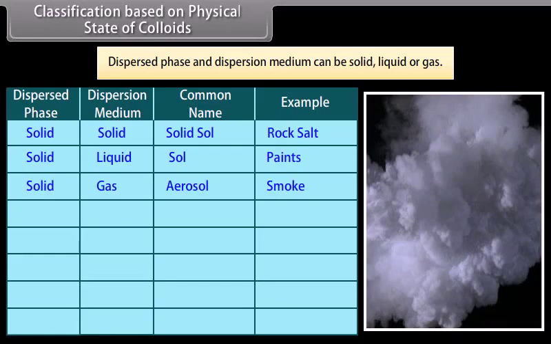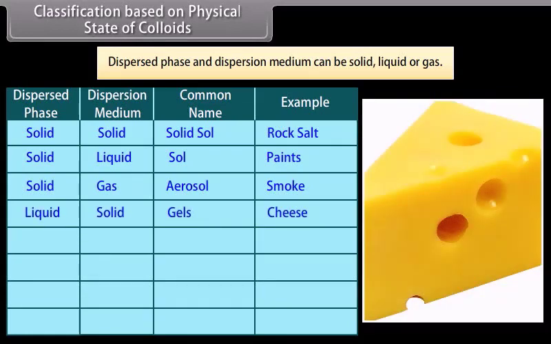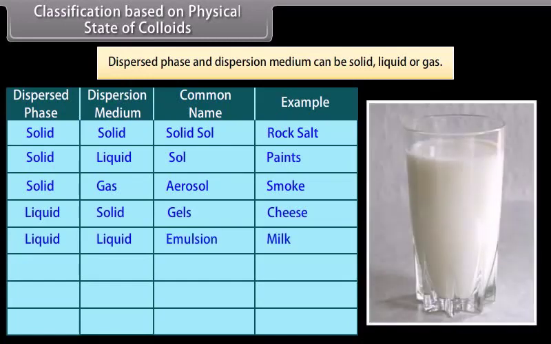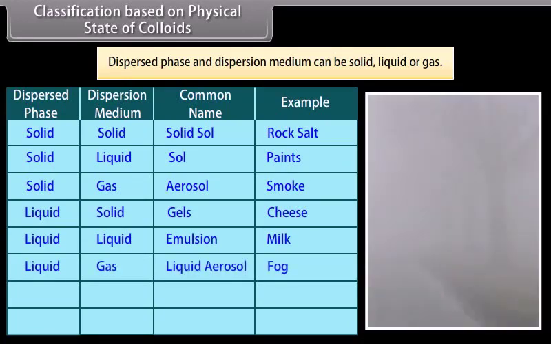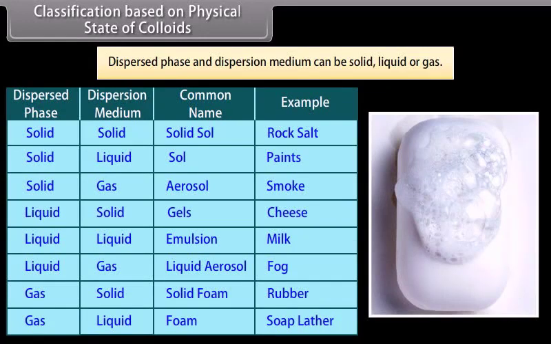Smoke is an example of aerosol. Cheese is an example of gels. Milk is an example of emulsion. Fog is an example of liquid aerosol. Rubber is an example of solid foam. Soap lather is an example of foam.